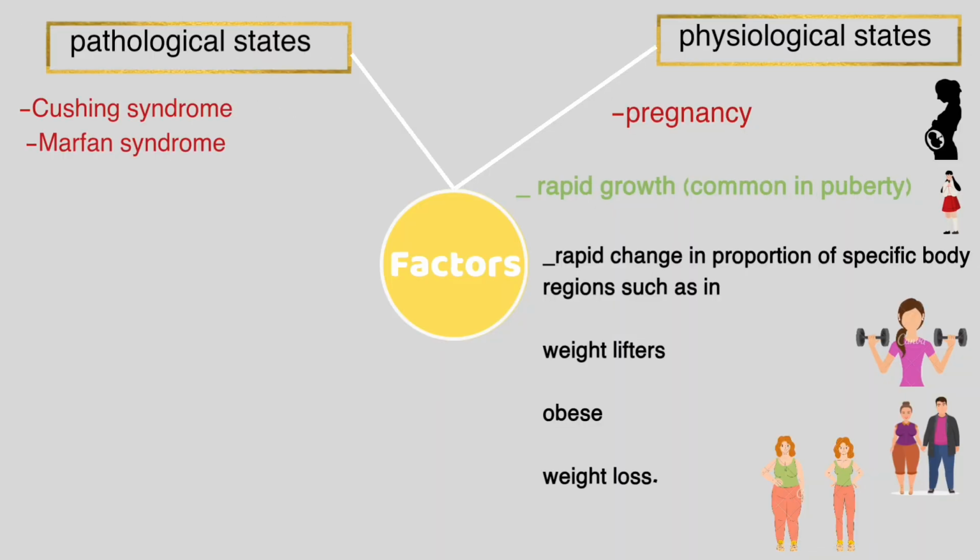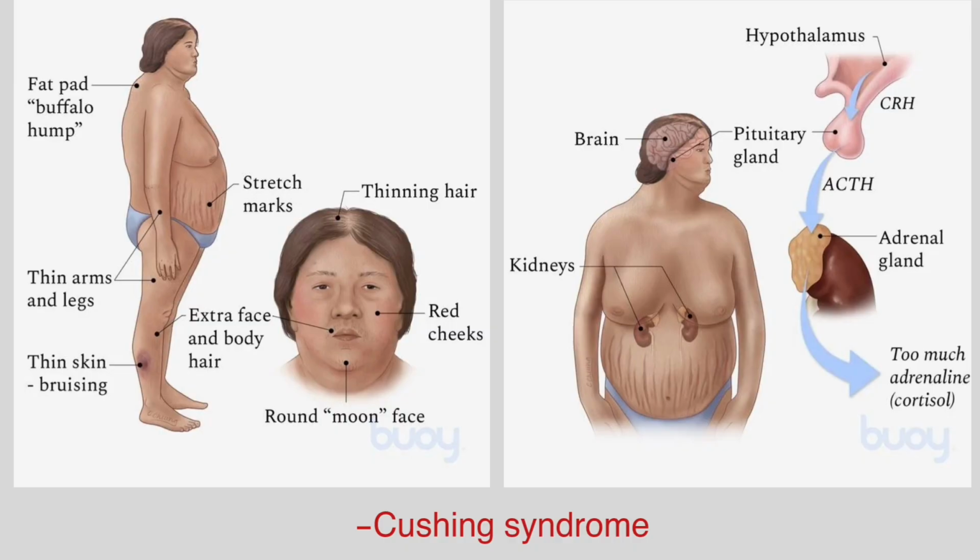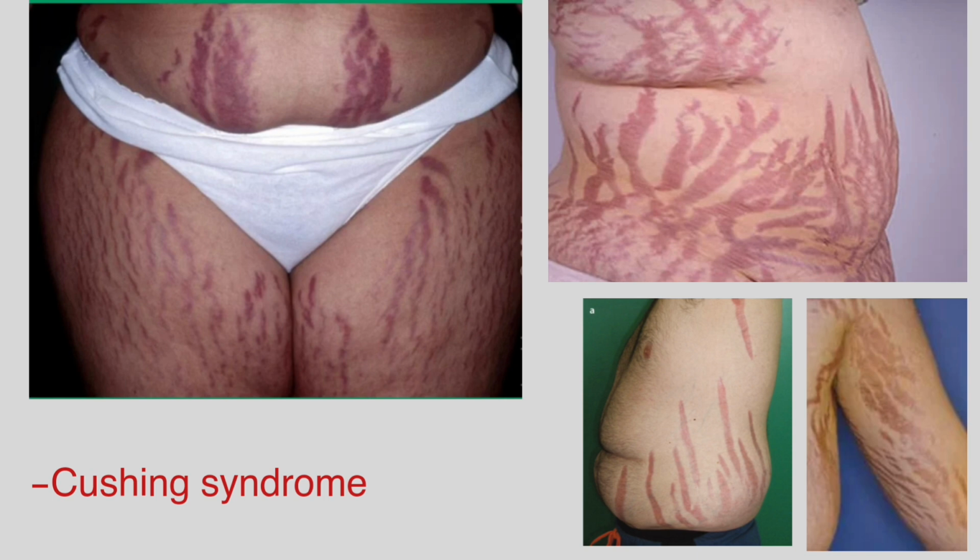Pathological states such as Cushing's syndrome and Marfan syndrome. Stretch marks in Cushing's syndrome due to hypercortisolism are often wide and purple, which contrasts with the narrow and pale or pink striae of rapid weight gain.